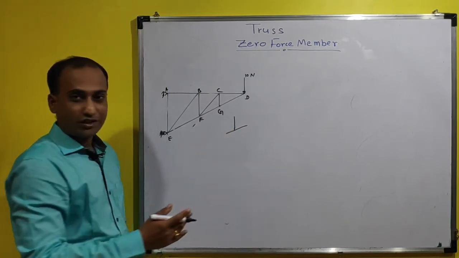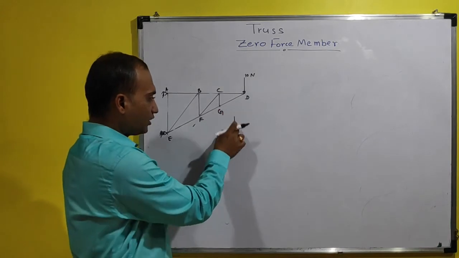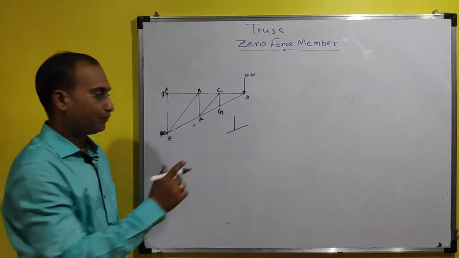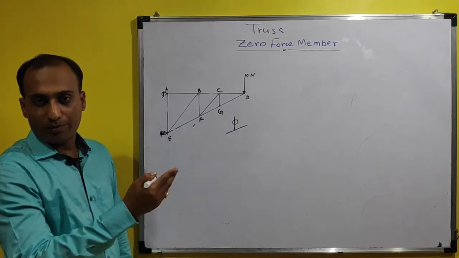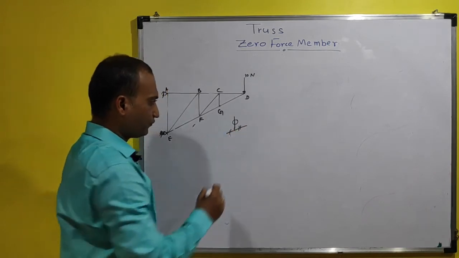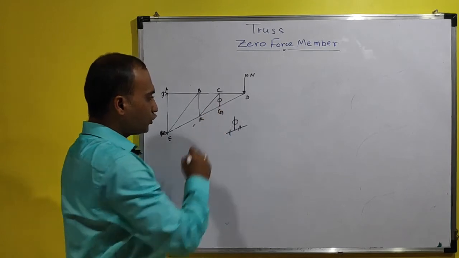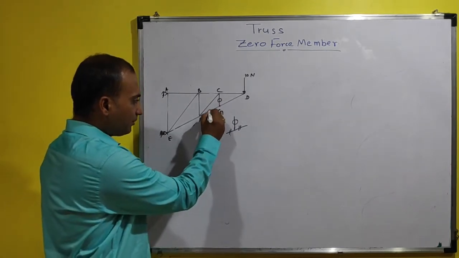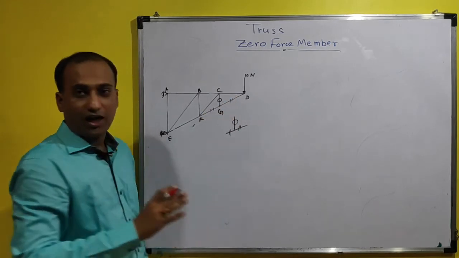So as we have studied, what do we know? Whenever there are members forming a T, then the member which is making the stem of the T has zero force in it, and the other two members have equal force in them. Meaning here GC will have zero force, and the forces in members FG and GD are the same.